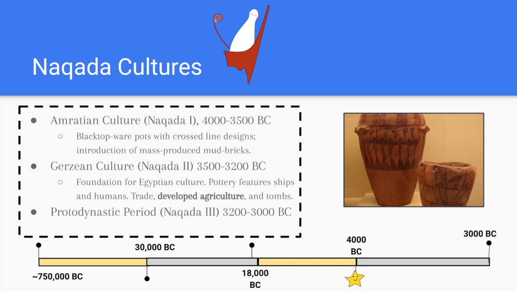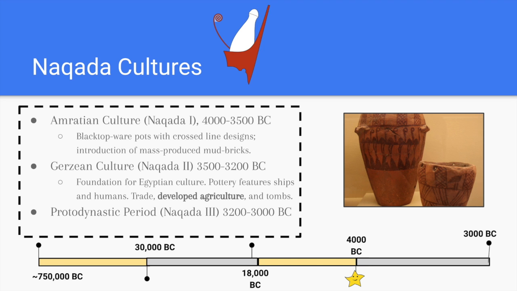I needed to bring up the Naqada cultures because a lot of classes typically ask why they're important. So Naqada cultures, don't think of them all as the same exact thing. They kind of built off of each other. That's why there's Naqada 1, 2, and 3. So Naqada 1 was about 4,000 to 3,500 BC. And it was known as the Amratian culture, or Naqada 1. And we're seeing blacktopware pots with crossed line designs and the introduction of mass-produced mud bricks.